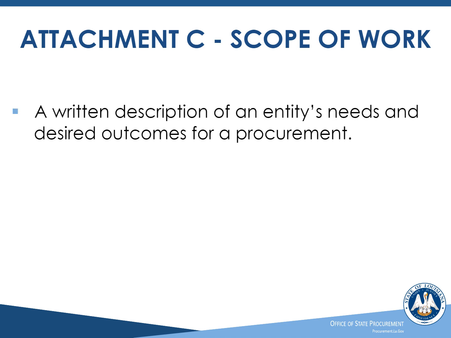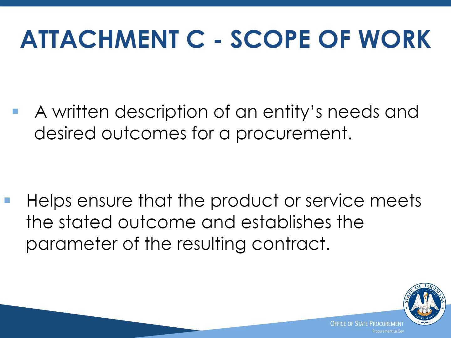Attachment C is where the finalized scope of work will be inserted. Per the National Institute of Governmental Procurement, the scope of work is a written description of an entity's needs and desired outcomes for procurement developed at the beginning of the procurement cycle. The scope of work is the basis for any resulting solicitation. It helps ensure that the product or service meets the stated outcome and establishes the parameters of the resulting contract. The scope of work should include an overview, goals and objectives, background, deliverables, detail requirements, locations and hours of operation, and performance requirements. The Office of State Procurement Scope of Work template provides instructional language and examples to assist during the drafting process.